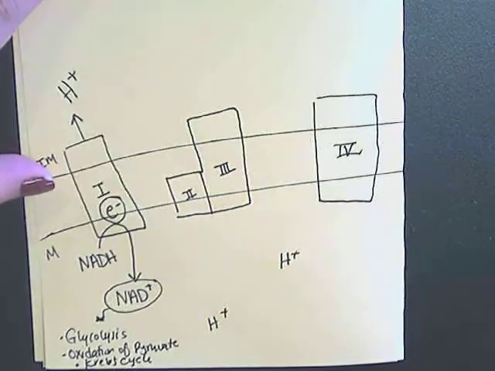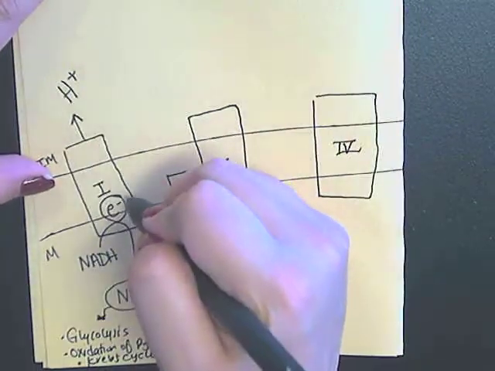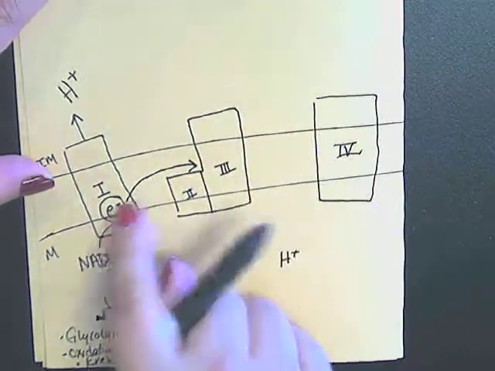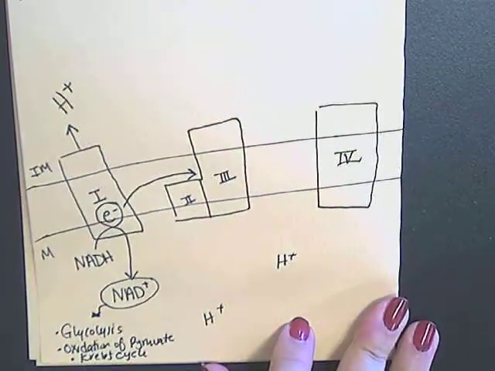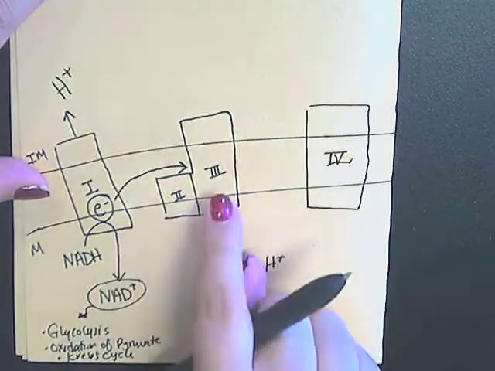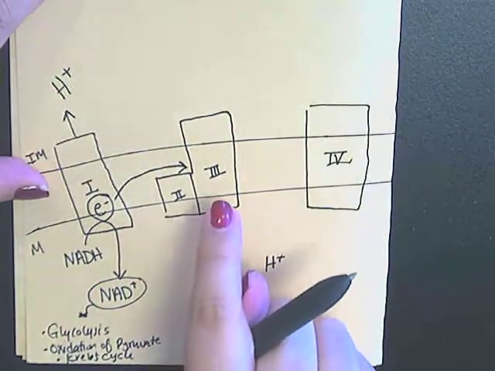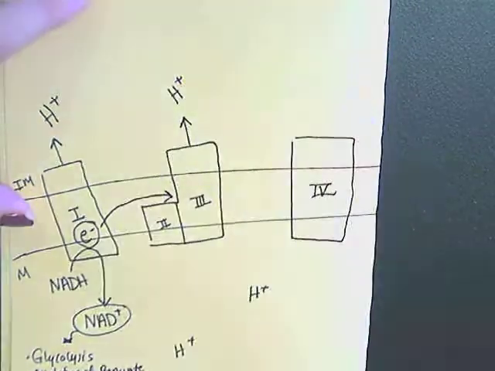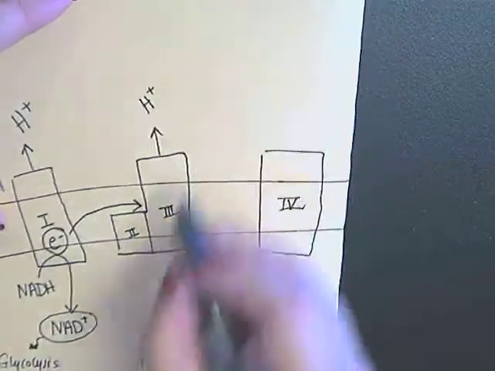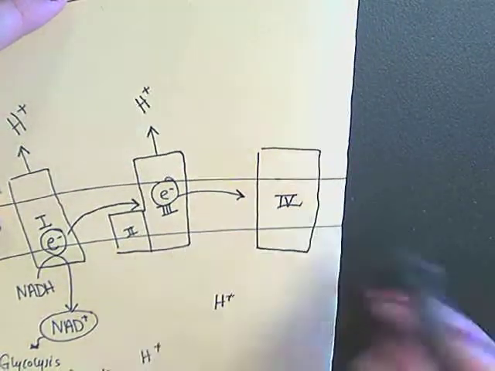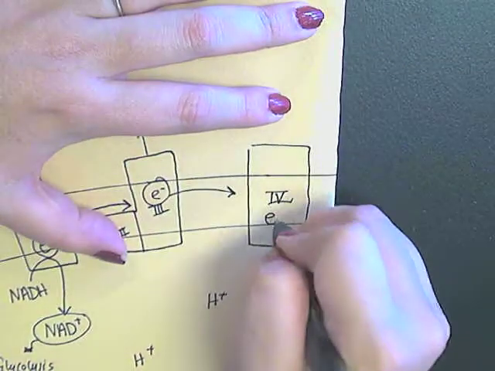Once the hydrogen has been pumped across, the electron is going to get transported to the next protein complex, and that transporter is called ubiquinone. It's going to ship it to the next protein complex, and when this one receives the electron, it also is going to pump a hydrogen across the membrane. Then the electron is going to get shipped by another molecule to the last protein complex.